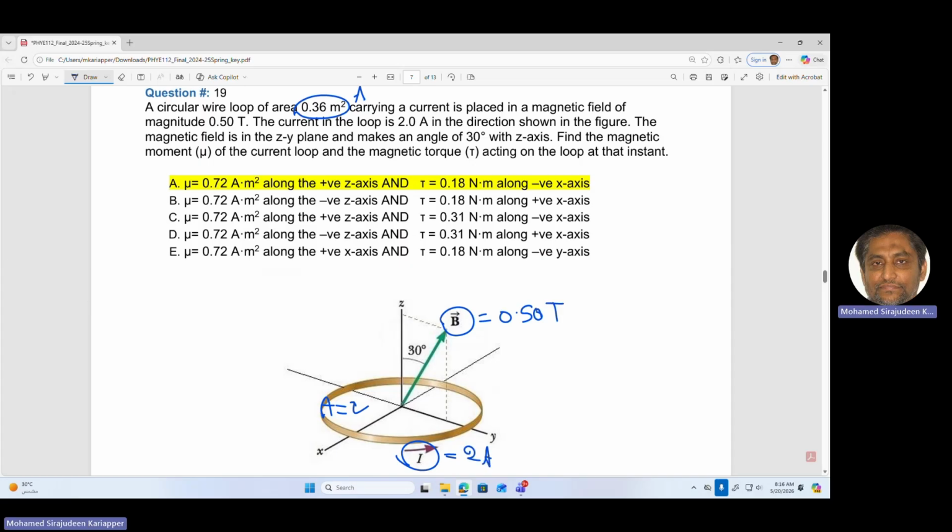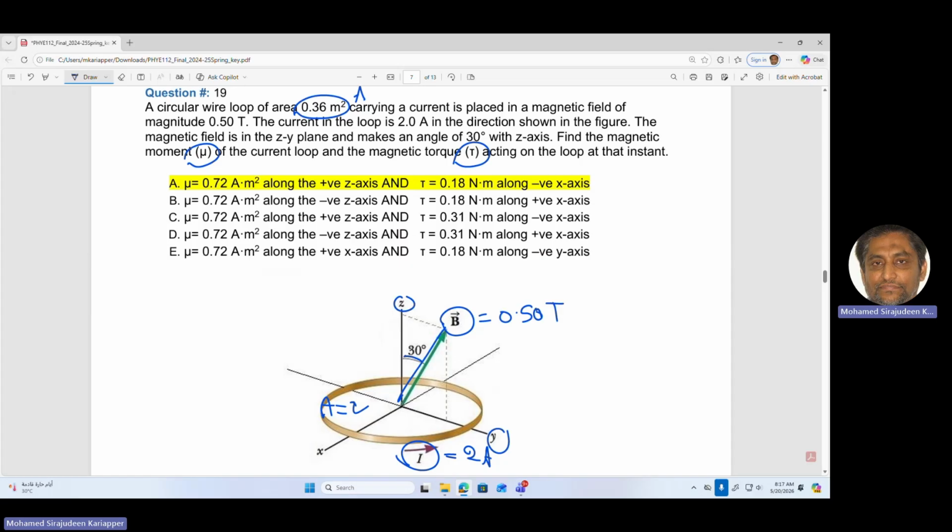The magnetic field is in the zy plane and makes an angle of 30 degrees with the z-axis. So you have the magnetic field, it's in the zy plane, making an angle of 30 degrees with the z-axis. Find one, the magnetic moment, and two, the magnetic torque. Two things in the same question. You have to find the magnetic moment and then the magnetic torque.